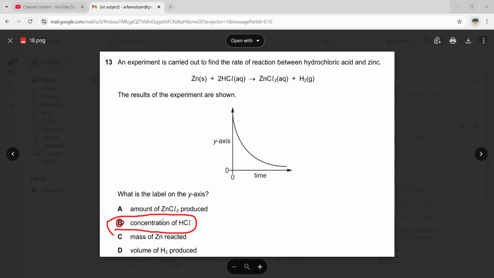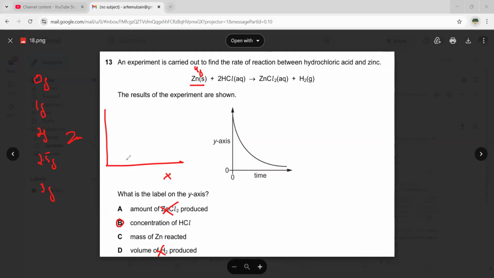Two things are there. It cannot be A or D. Either it can be B or C. Let's say I added 4 grams of zinc in the reaction. So in the beginning, no zinc reacted, so I will have 0 gram of zinc reacted. Then 1 gram of zinc reacted. Then 2 grams of zinc reacted. 2.5 is reacted. 3 is reacted. So the amount of zinc reacted with reference to time will start to increase, and then there is no more reaction of zinc. That's why C cannot be the answer.